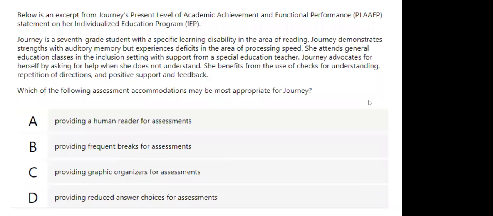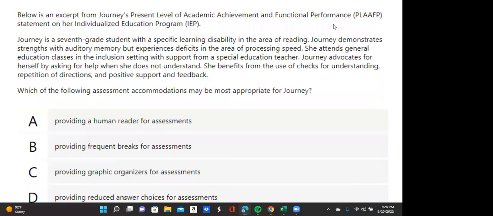Next question. Below is an excerpt from Journey's present level of academic achievement and functional performance statement. It's on her IEP, the PLAAFP, really long title. And that's why we use that acronym, PLAAFP.